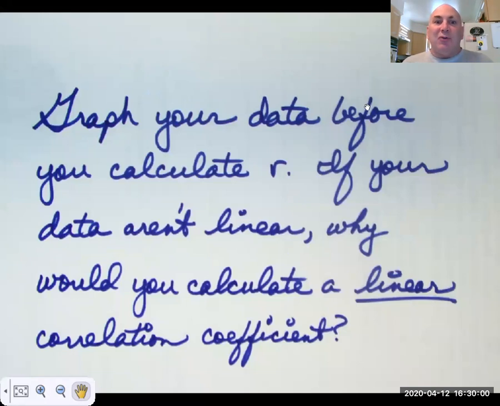Clearly, we want to graph our data before we ever calculate r. If you can graph your data and see, oh, that data isn't even linear, why would you want to calculate a linear correlation coefficient?